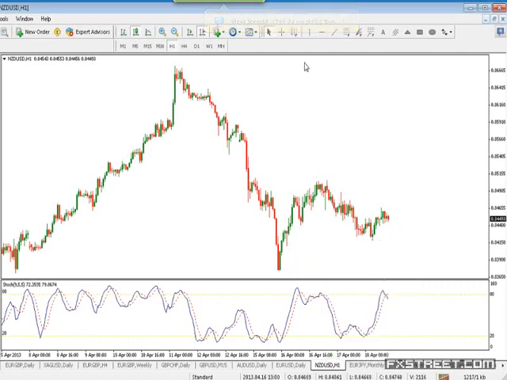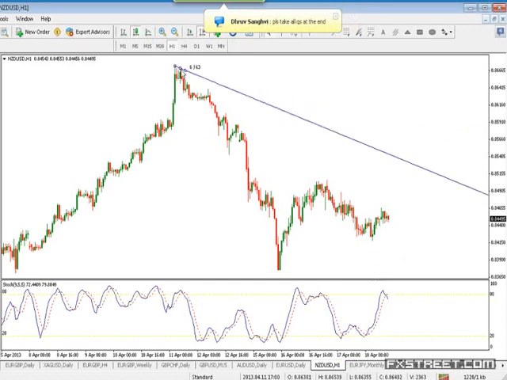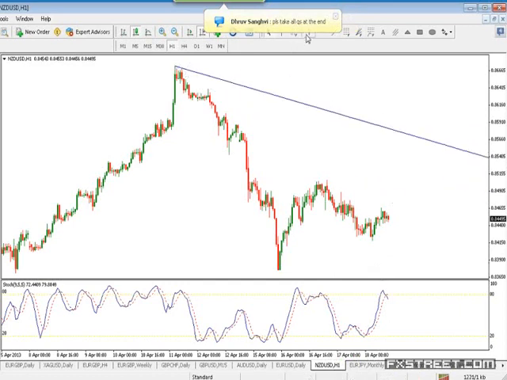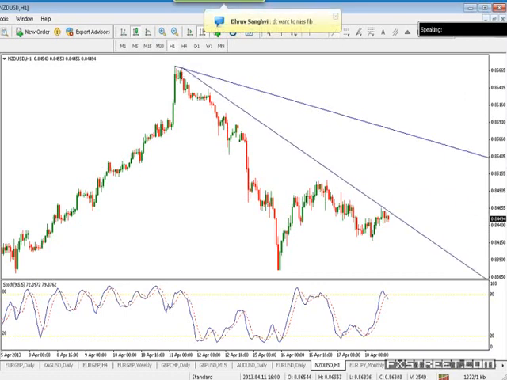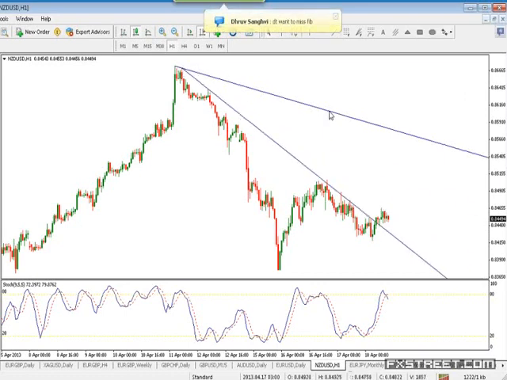Plotting down. Okay. 1. You have to go fractal to fractal. 2.